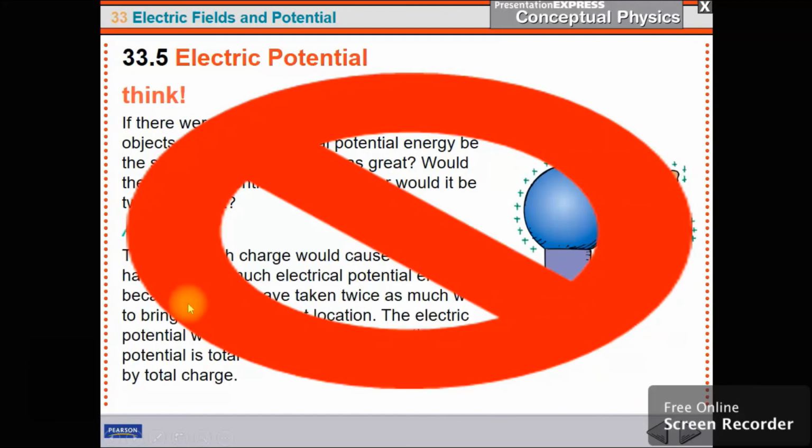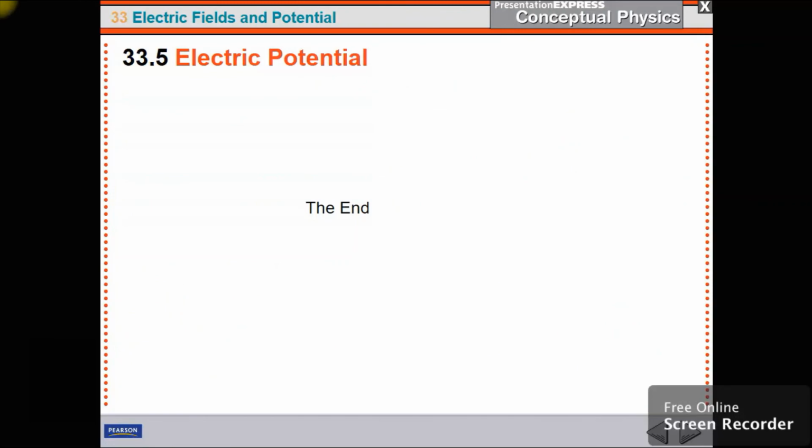More stuff we're not going to talk about, the end. Okay, so the homework questions are very straightforward, and things get easier after this.